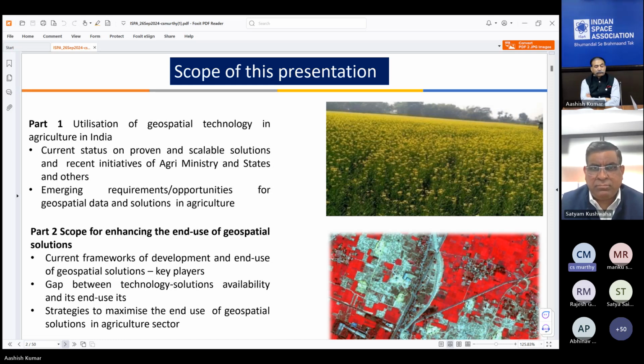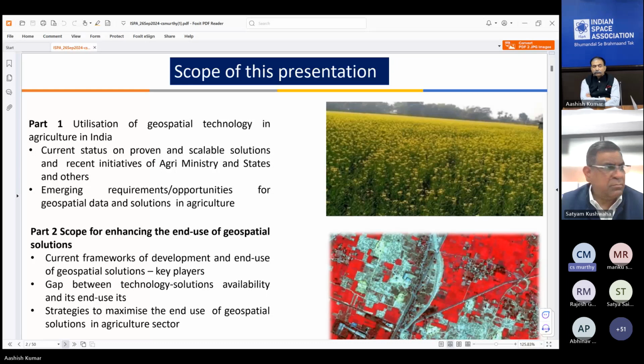And then what are the emerging technologies? New technologies, new innovations, new tools are coming. What are these emerging things? What are the emerging opportunities? And what are the emerging requirements of stakeholders? So this constitutes part 1, roughly around 30 to 45 minutes, maybe 30 minutes.